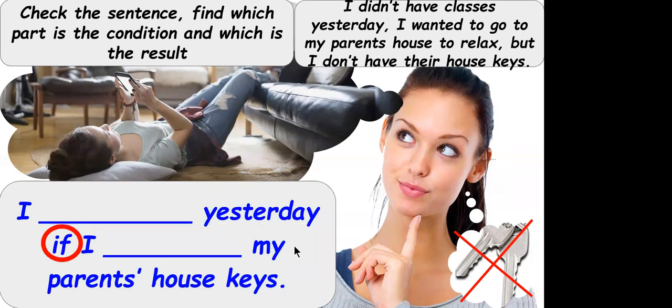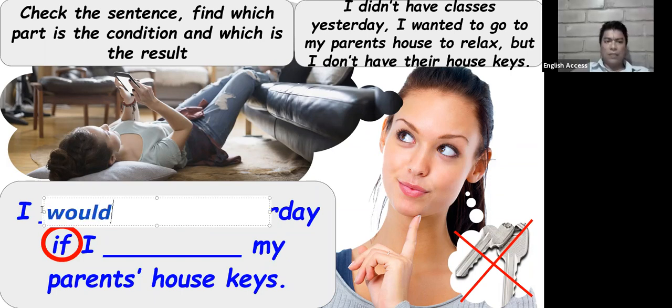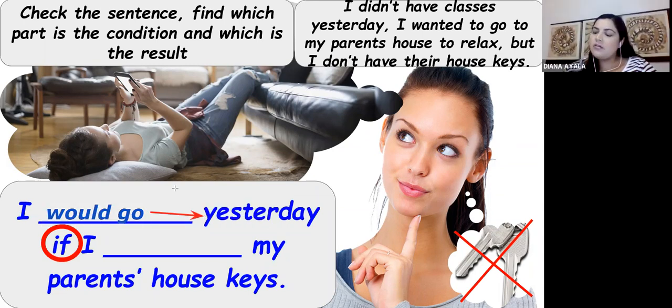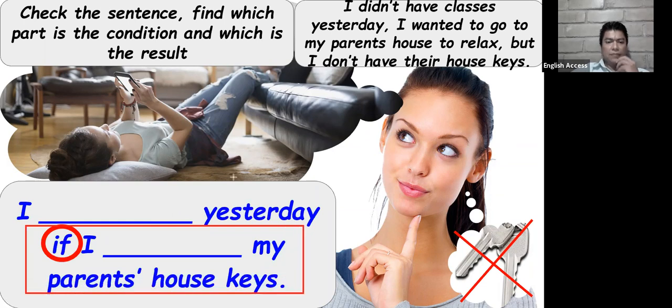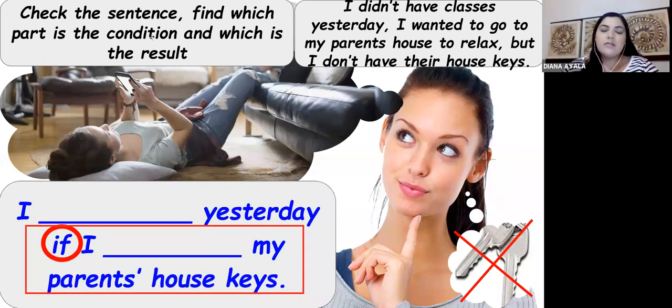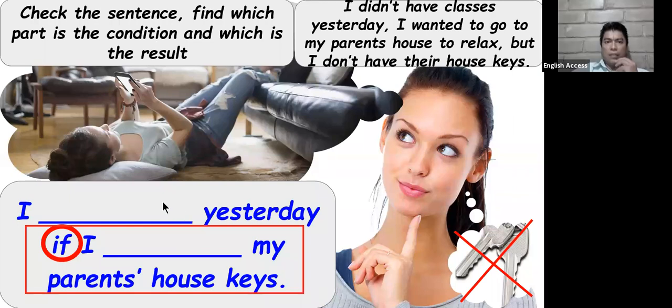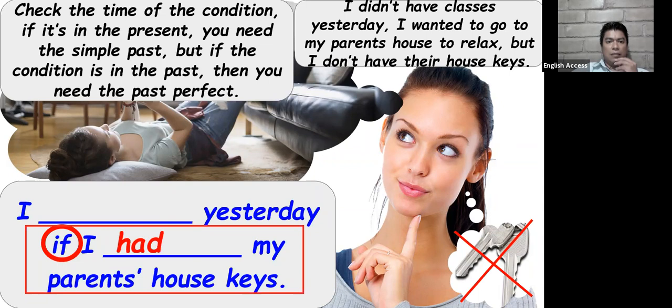I will go to my parents' house yesterday if I had my parents' house keys. I would go. Is that in the past? I would have gone. I'm sorry. Yes, gone. All right, so what do we have with the condition? If. It will be in the simple past. If I had my parents' house keys. Now the result.